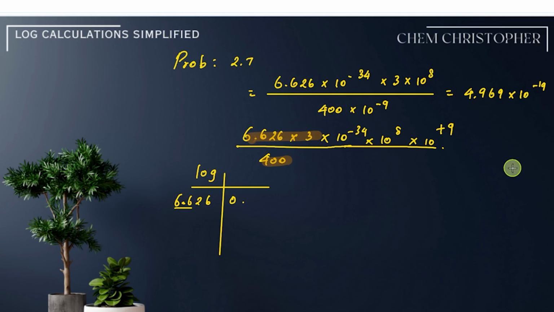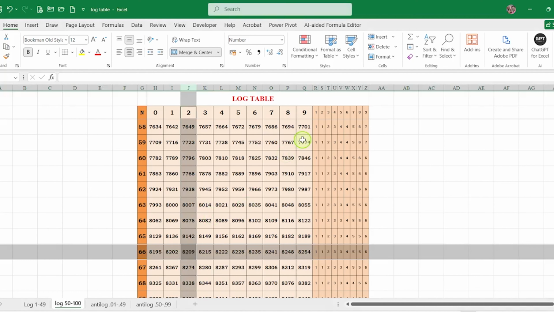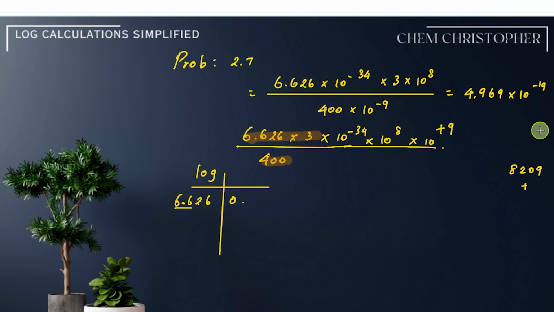So here let me write 8209. To that, the mean difference, the fourth digit is 6. So that has to be seen under the column 6. Here I have 4. So I need to add 4 with this. If I am adding it, I will be getting 8213. So this is the answer. 8213 is the log value of 6.626.